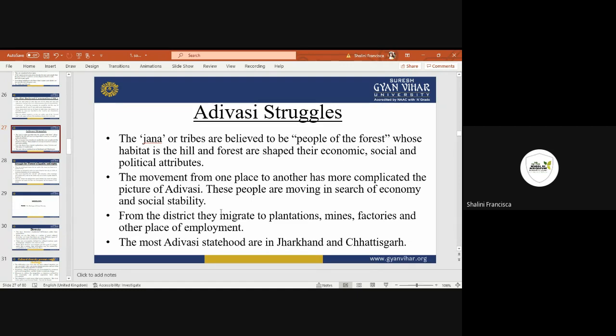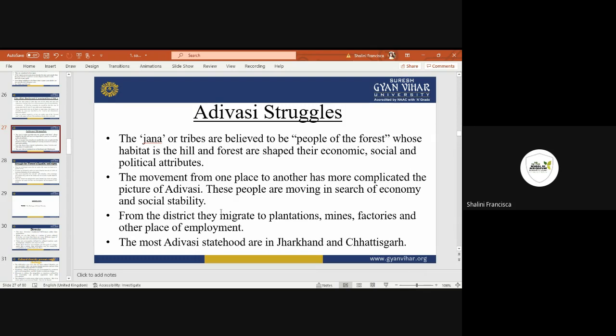Adivasi struggles. The Janajati or tribes are believed to be people of the forest, whose habitat is the hill and forest that shaped their economic, social and political attributes. So the word Janajati refers to the tribe, who are the people from the forest, and their habitat is related to the ecosystem, and their whole way of living and livelihood depends on this forest.